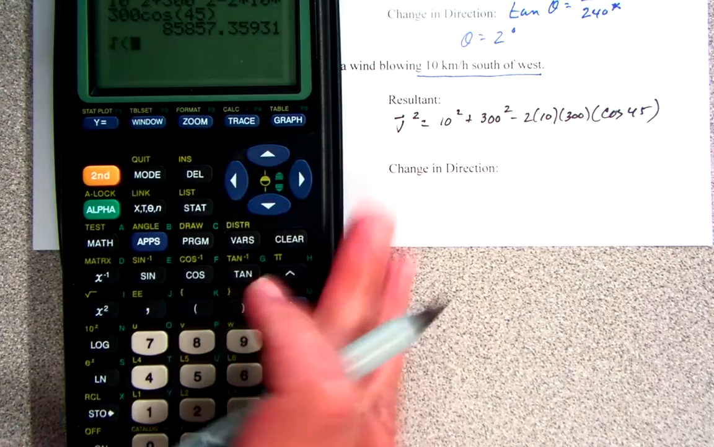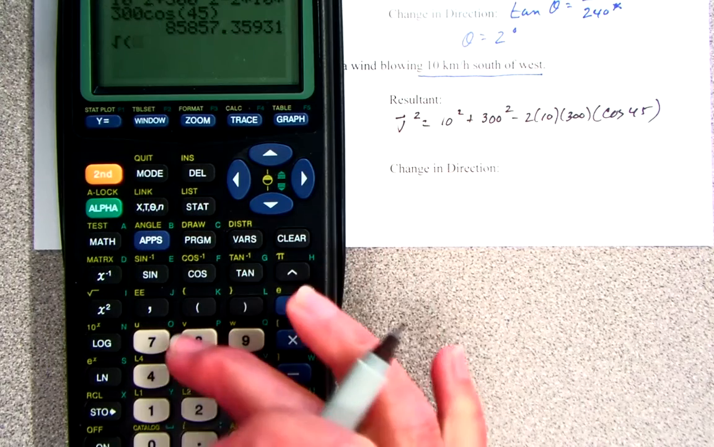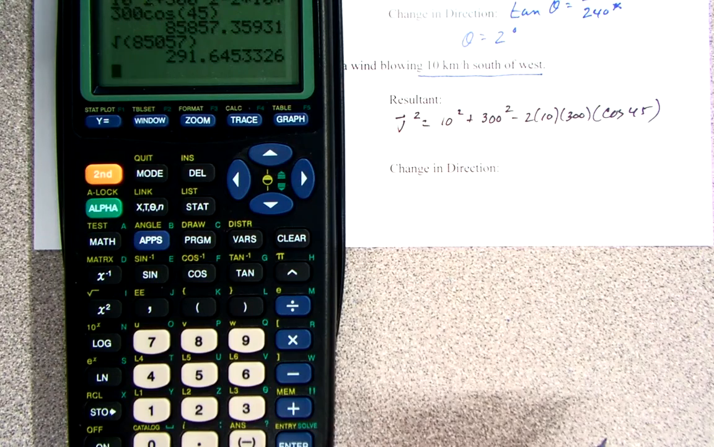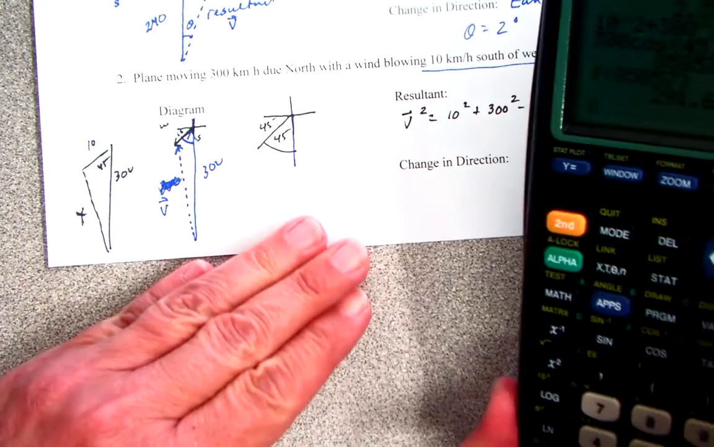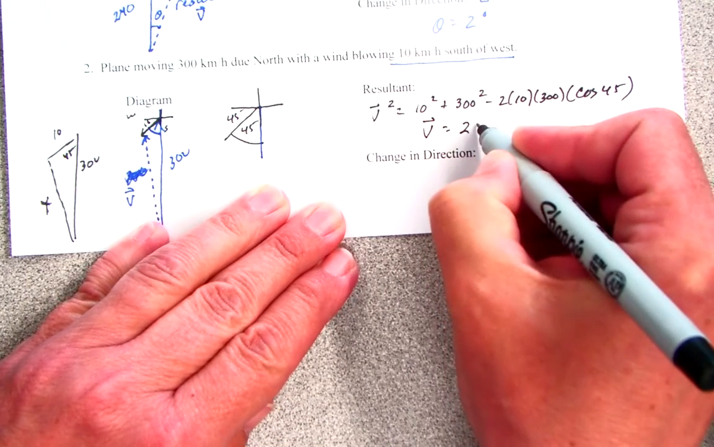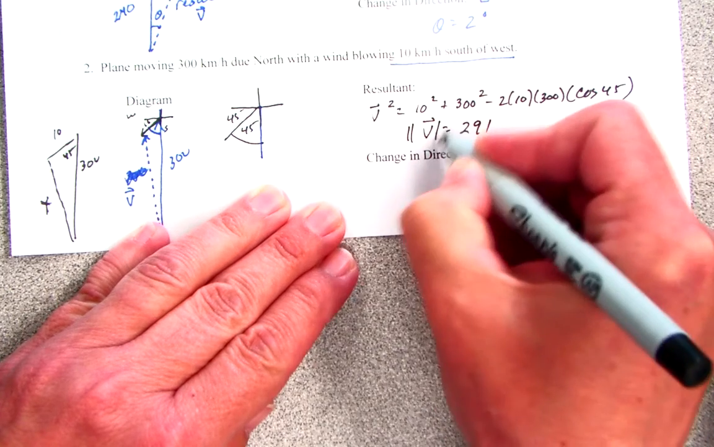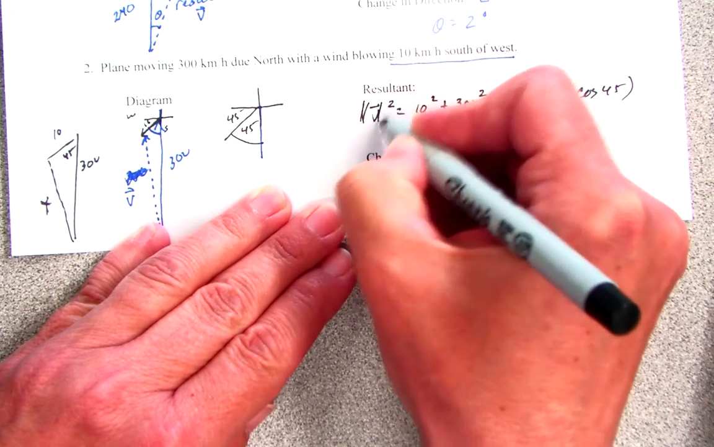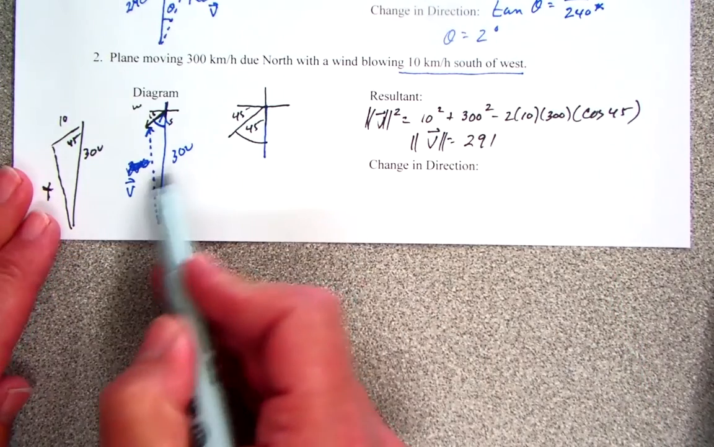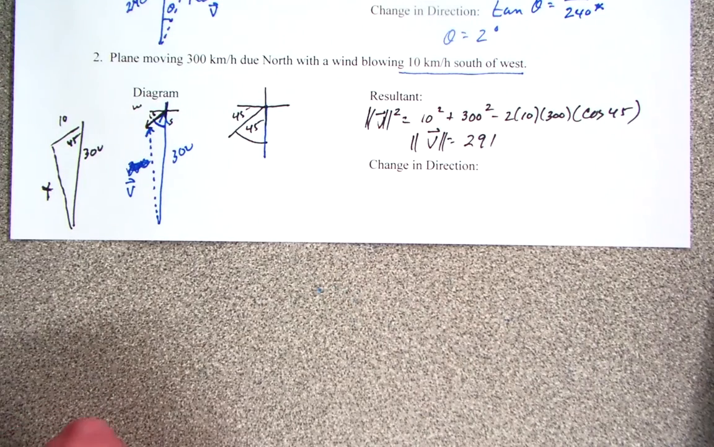So the square root of that number, which I'm just going to round, gives me a length of about 291. So my vector is 291 in length. So we want to have that magnitude on the outside. You could tell it looks visually shorter, and it is. And if I drew it to scale, I could actually find it.